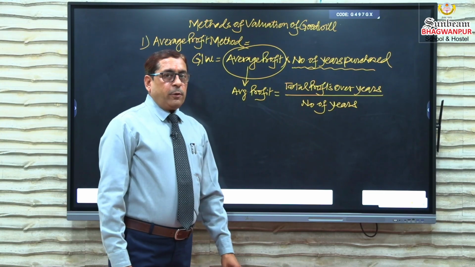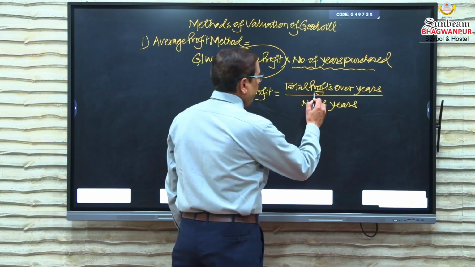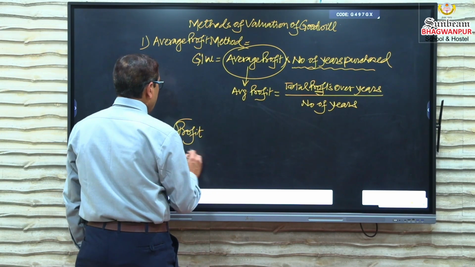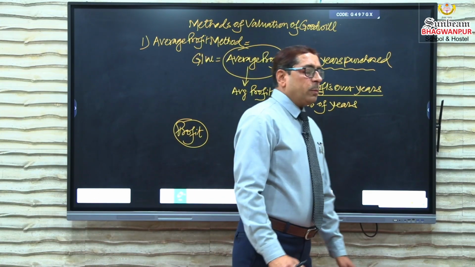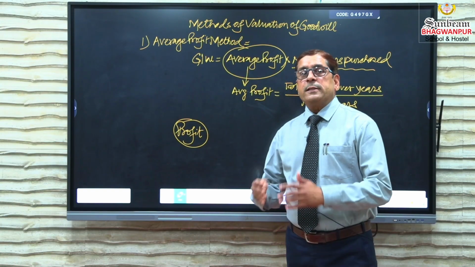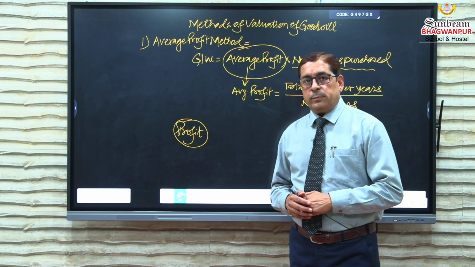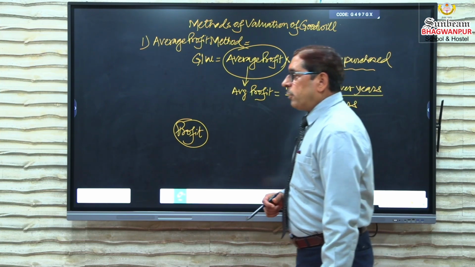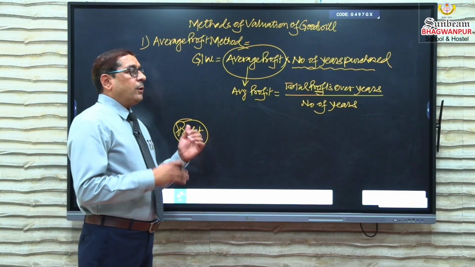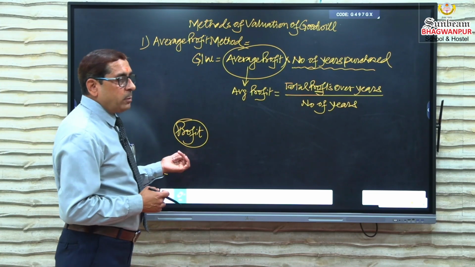While calculating this average profit, for the purpose of valuation of goodwill, the profit should be a normal profit. Normal profit means the profit which business earns through its normal business operation. That is called the normal profit. The profit which is earned by the business through its normal business operation, that is called the normal profit.